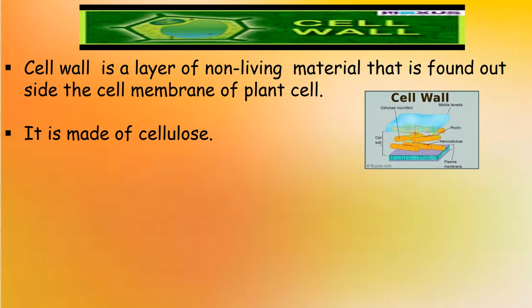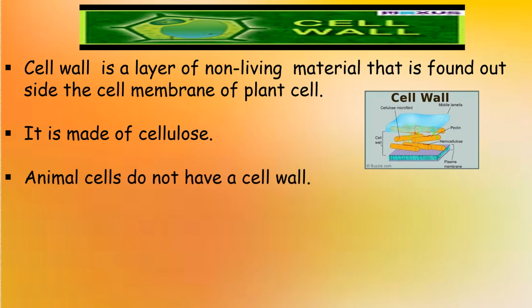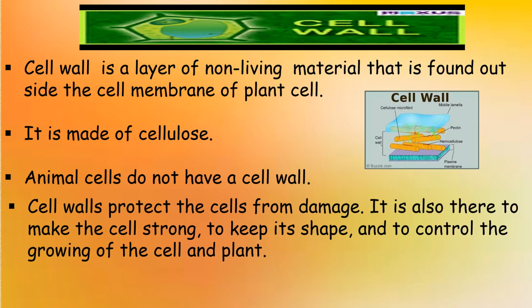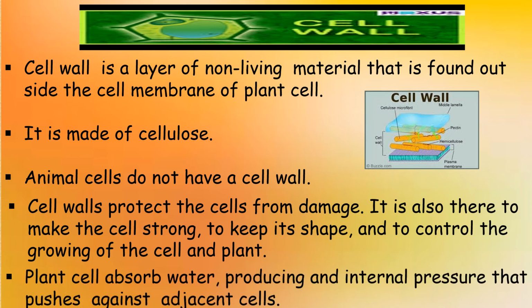Although other chemicals may be added to the wall in some cells, cellulose is a tough material that helps the cell keep its shape and is one reason why the body of a plant has a fixed shape. Animal cells do not have a cell wall. Cell walls protect the cells from damage. It is also there to make the cell strong, to keep its shape, and to control the growing of the cell and plant.